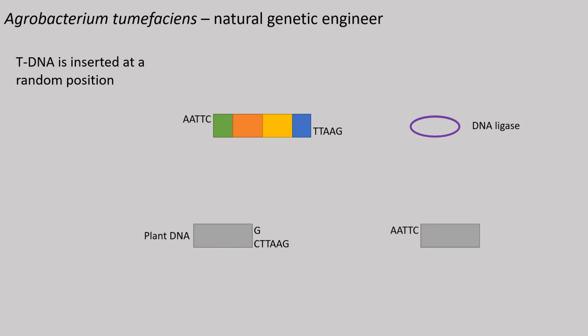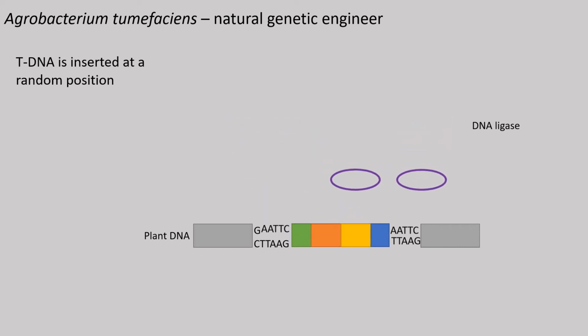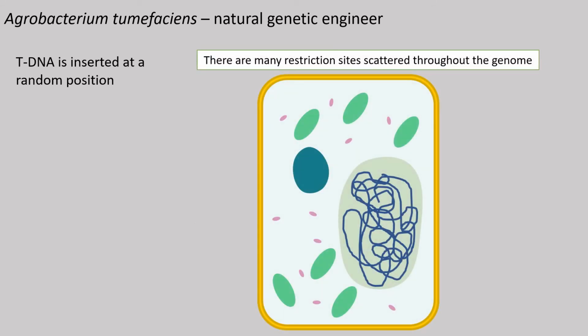This is where the border sequence of the tDNA comes into play. They are complementary to the open ends of the plant DNA and will pair up. Then the ligase stitches together the tDNA and plant DNA by repairing the covalent bonds between their nucleotides. The issue with this method is that the restriction sites are short sequences which are not unique. In fact, there are thousands of these sites scattered around the genome.